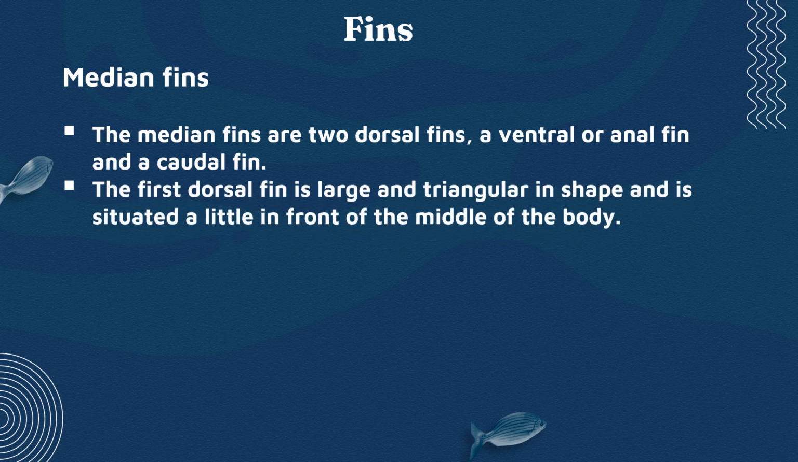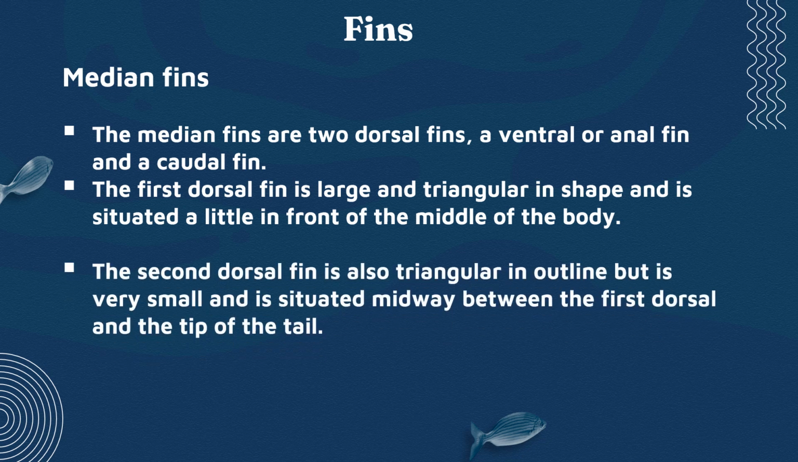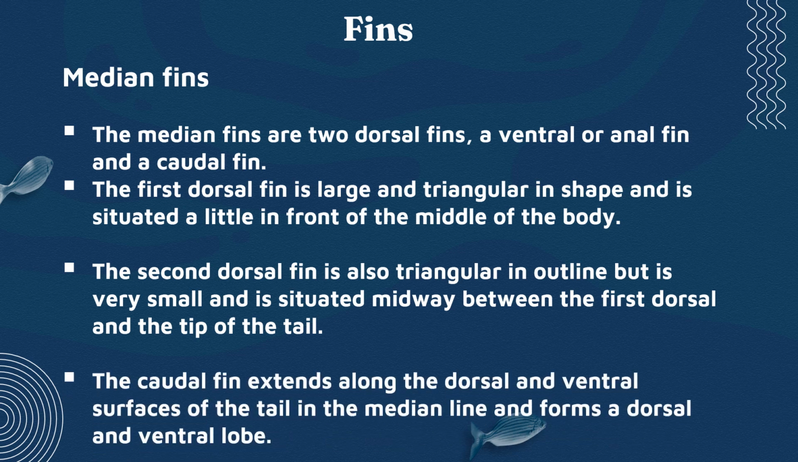The first dorsal fin is large and triangular in shape and is situated a little in front of the middle of the body. The second dorsal fin is also triangular in outline but is very small and is situated midway between the first dorsal and the tip of the tail. The caudal fin extends along the dorsal and ventral surfaces of the tail in the median line and forms a dorsal and ventral lobe.